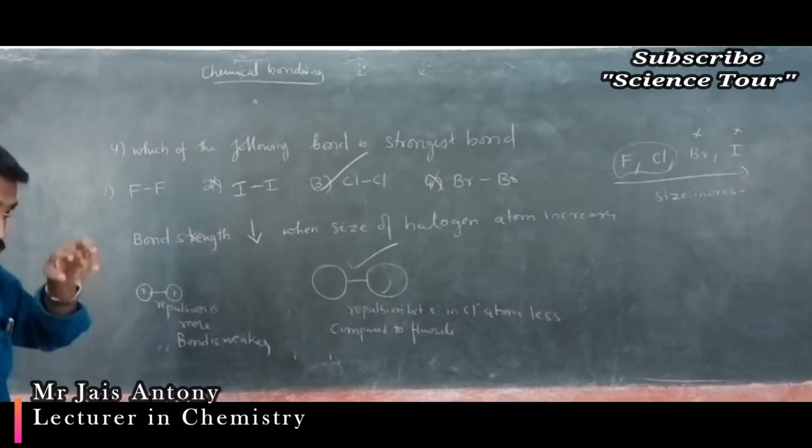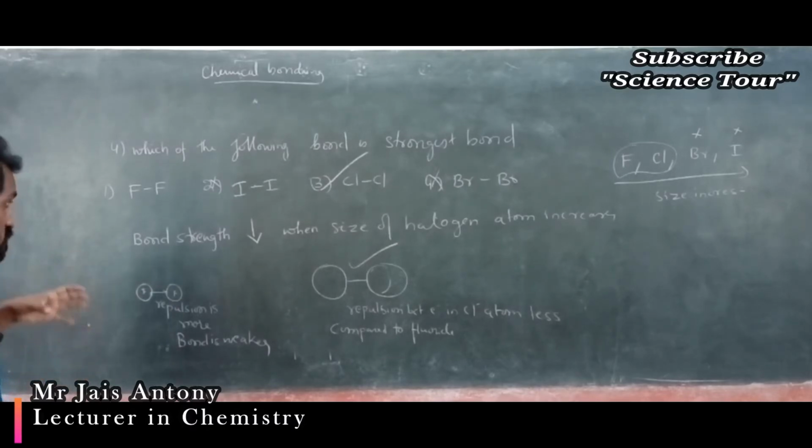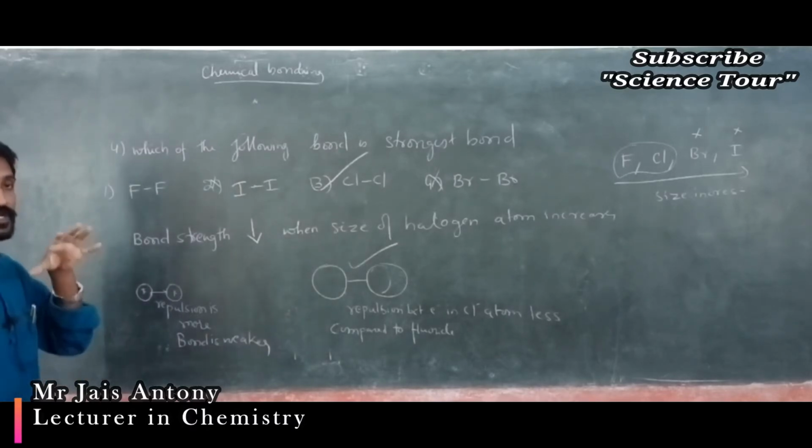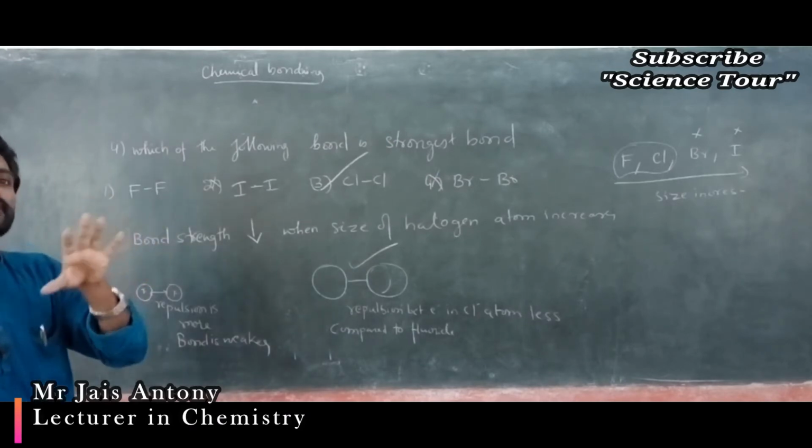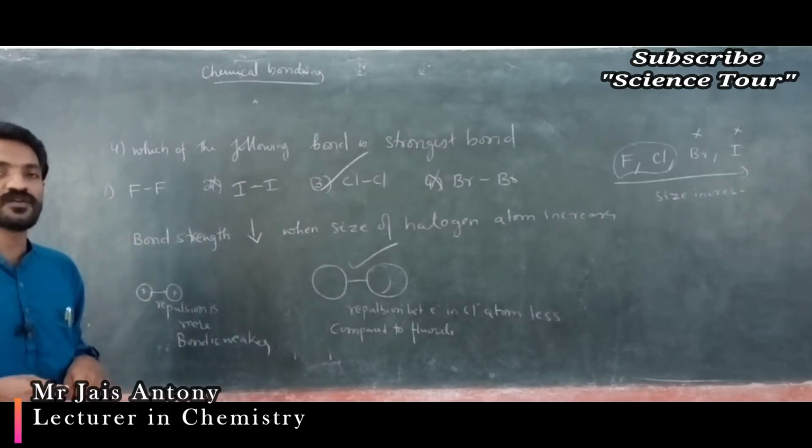In fluoride and chloride, fluoride again has a smaller size compared to chloride. But even though fluoride is smaller, because of electron repulsion between the fluoride atoms, what happens? Bond strength becomes weaker. Right?